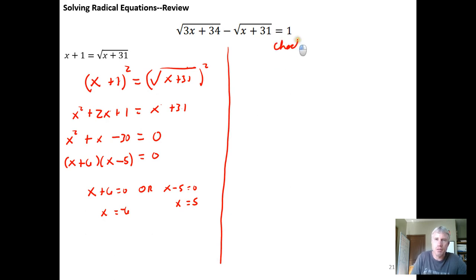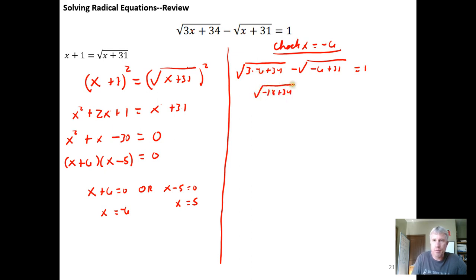So if we check x equals negative 6, everywhere where we see an x, we're going to plug in the negative 6, so I get the square root of 3 times negative 6 plus 34 minus the square root of negative 6 plus 31. And if negative 6 works, this side will need to simplify to be positive 1. So here I have negative 18 plus 34, minus negative 6 plus 31 is 25.